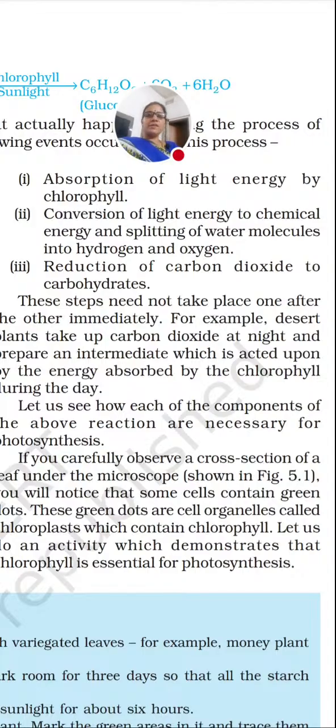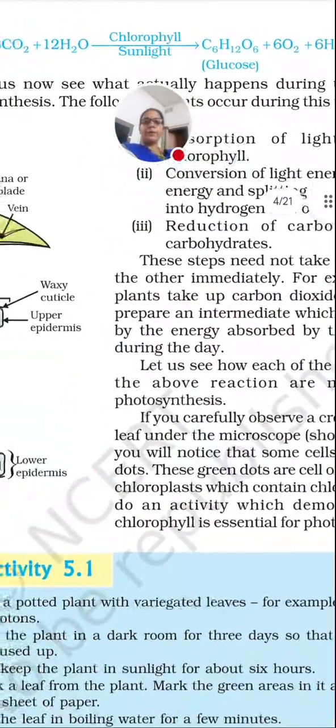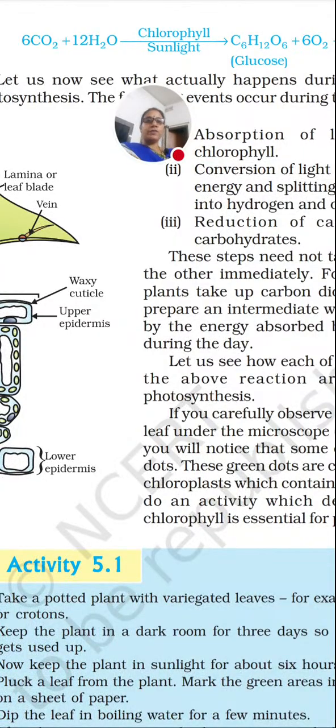So the first event is absorption of light energy by the chlorophyll. Second event, splitting of water molecule and light energy converting into chemical energy. Now the next one, third event, is reduction of carbon dioxide. Carbon dioxide is being reduced. Here you can see in the equation, 6 carbon dioxide was there, that converted into glucose. Glucose formula C6H12O6. So here the reduction is being done.